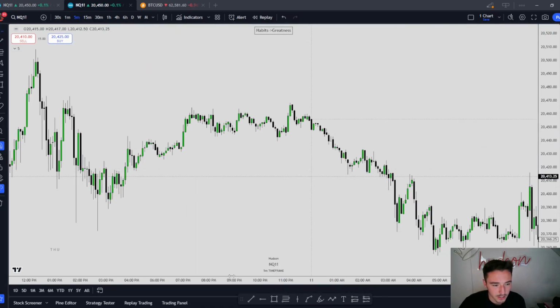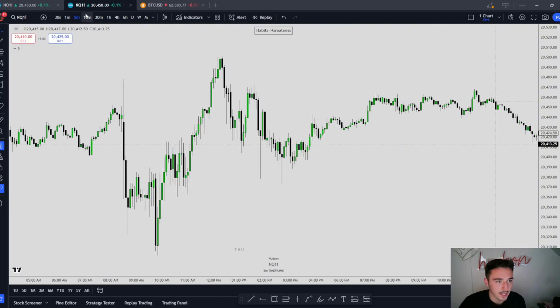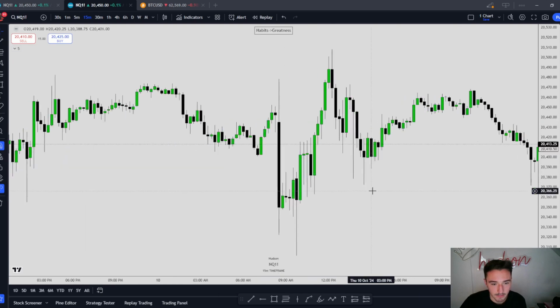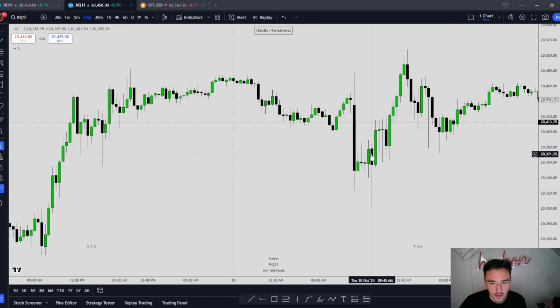Now, if we head over to Thursday, you can see CISD propping up the market, right? So right here, we have 9:30 open right here. What do we have with this candle right here? Turtle soup, right?